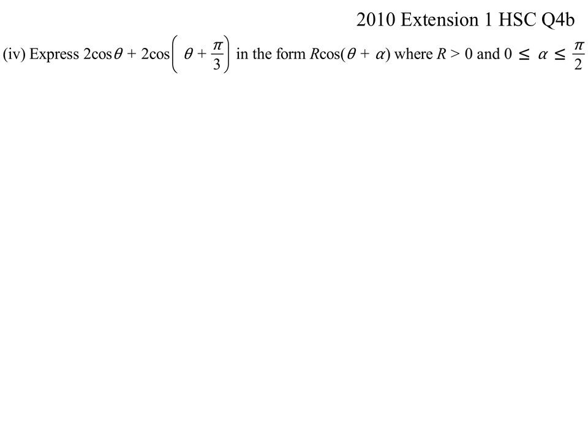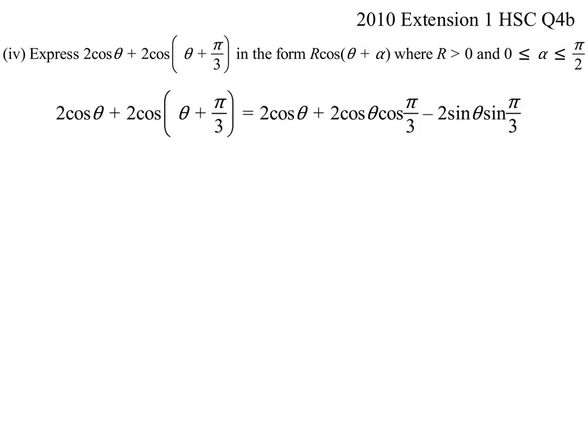What I had to do was actually expand this out, the cos of (theta plus pi on 3) first. Now when I do that, fortunately it's a nice exact value. I can work out the cos of pi on 3, I could work out the sine of pi on 3, and I get that. Now I can group the cos theta and sine theta together, and I've got that situation where I've got a cos function and a sine function, which I can now pull together into one.